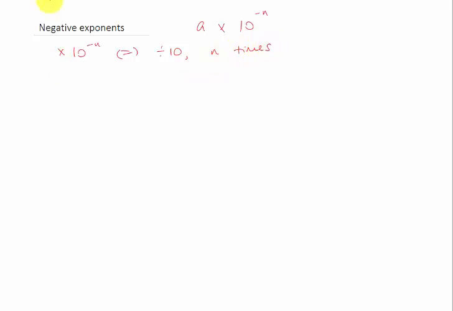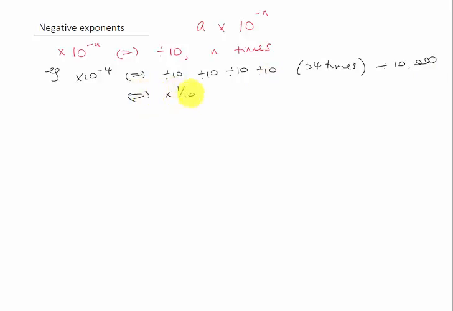n times. So for example, if we've got times 10 to the minus 4, that's the same as divided by 10, divided by 10, divided by 10, divided by 10. That's 4 times, and so that's the same as dividing by 10,000 if we put all those together. And that's also equivalent to saying times 1 over 10. So times 1 over 10 is the same as divided by 10. It can be useful to think of it in that way sometimes too.